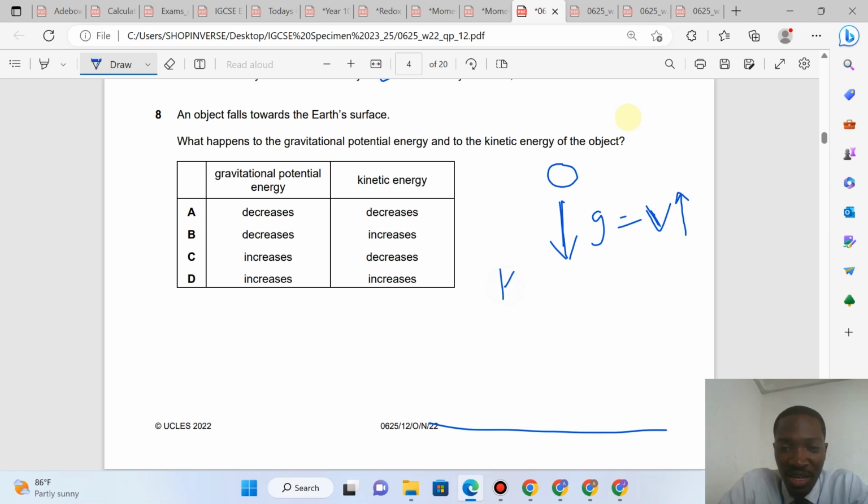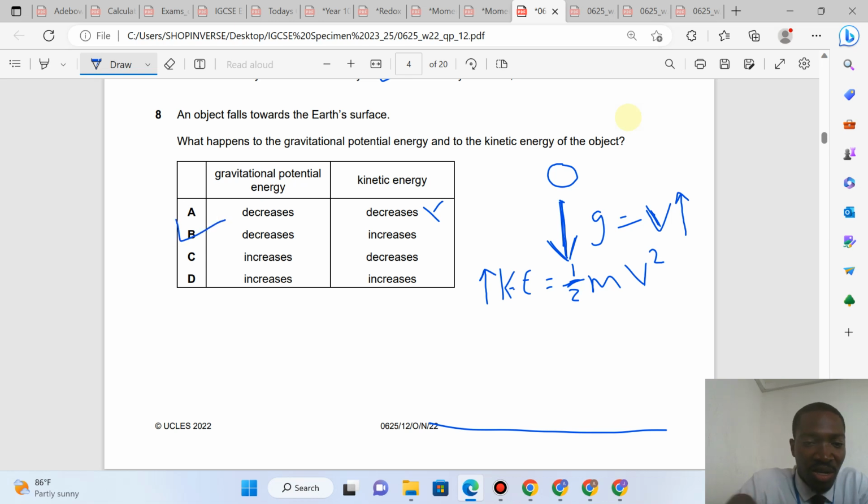Hence, kinetic energy, which is equal to half mv squared: if velocity keeps increasing, then kinetic energy continues to increase. Because the object keeps traveling faster, its speed downwards continues to increase. That means kinetic energy continues to increase. So this is not correct. B is the correct answer.